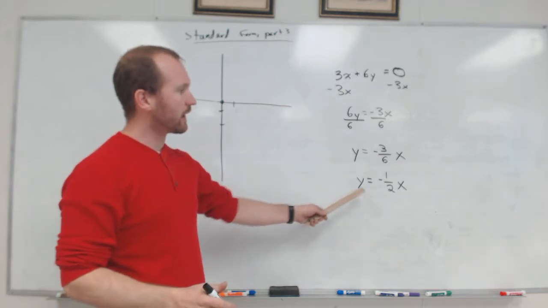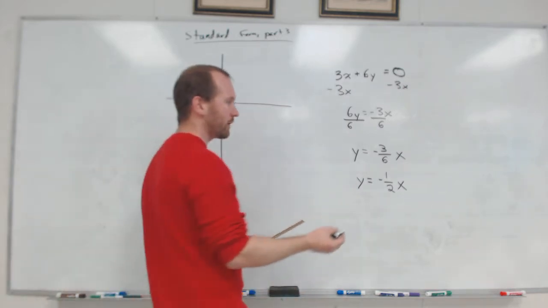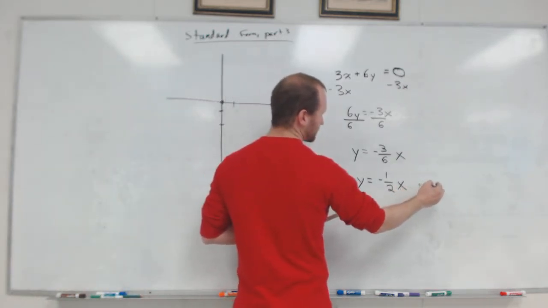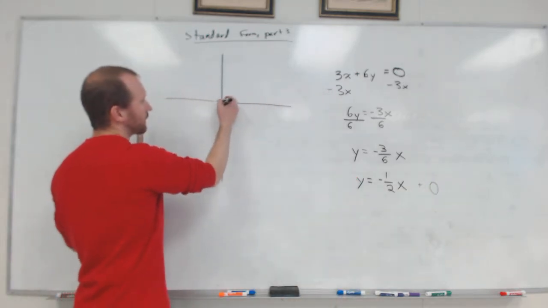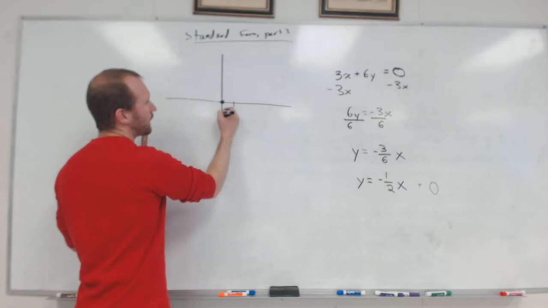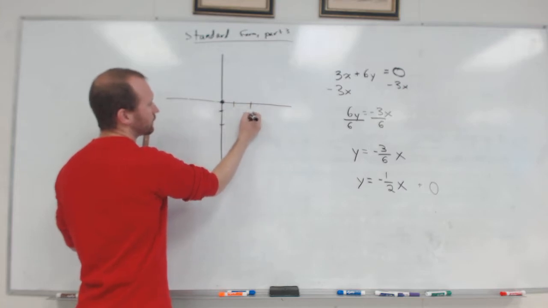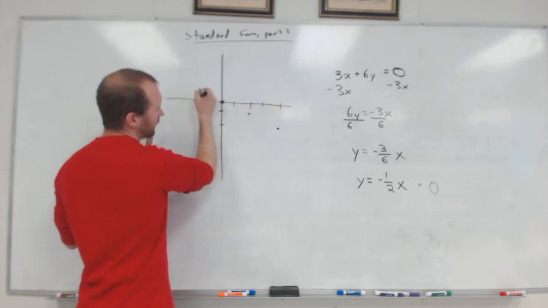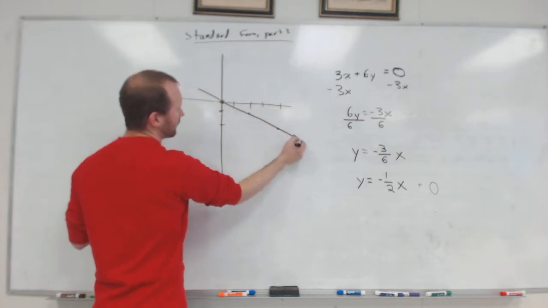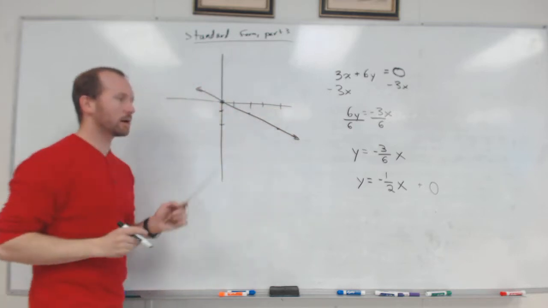So how would I graph that? Think of it as slope-intercept form. Think of it as plus 0 over here. Alright, so I've got my 0. I go down 1 over 2. Down 1 over 2. And I could see that that line would be right there.